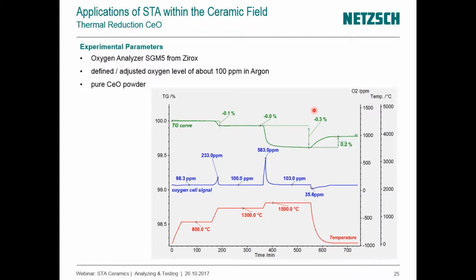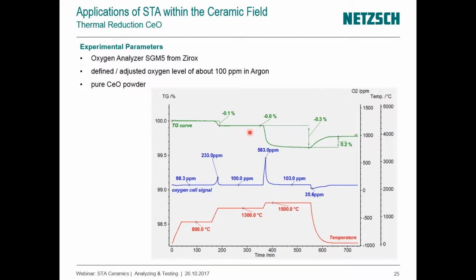You can directly test if in your application the material is still the one you expect it to be, or if it has changed. Here, in this case, for instance, if you would apply the cerium oxide at 1500 degrees C, you must face the point that you have an oxygen-deficient cerium oxide inside of your application.